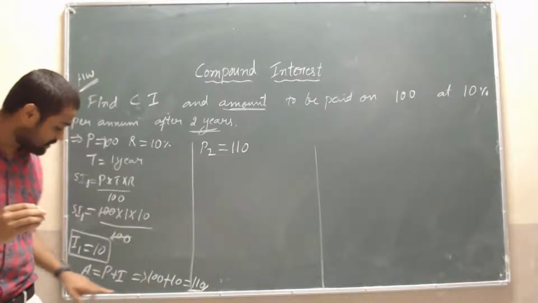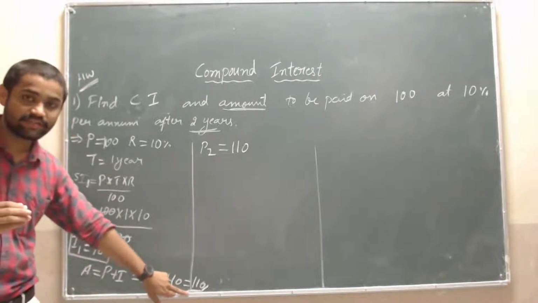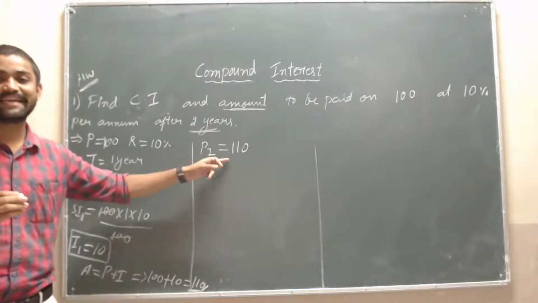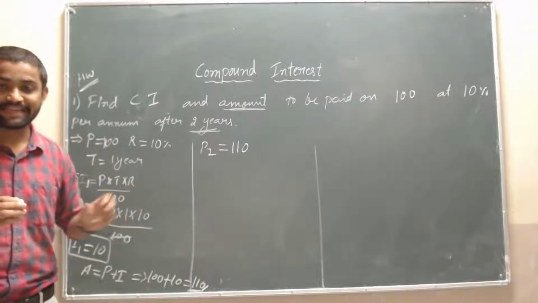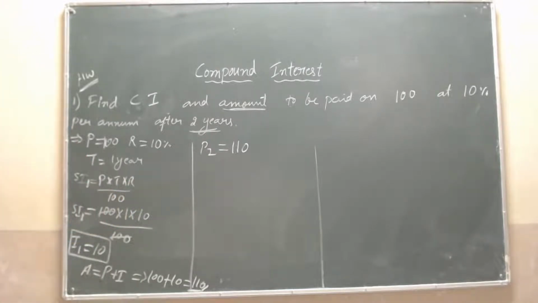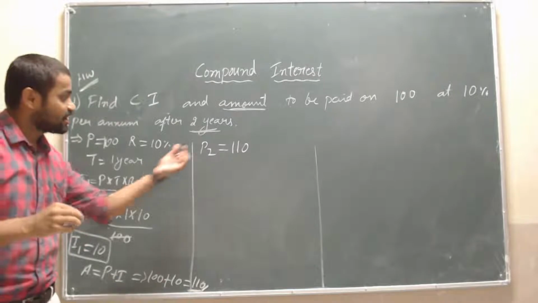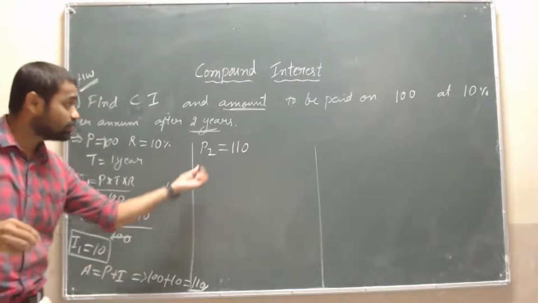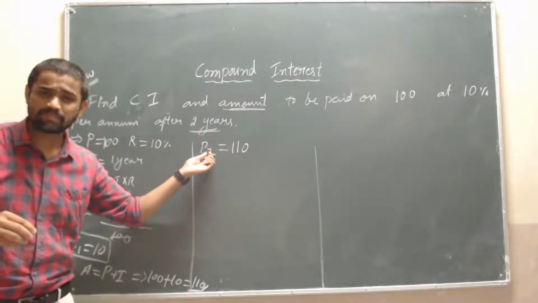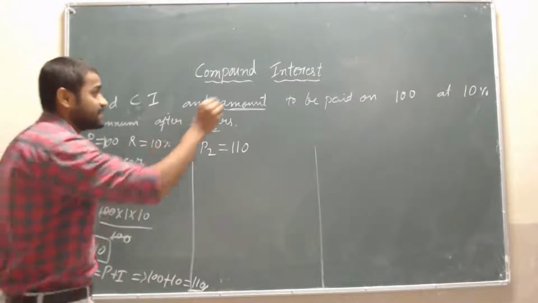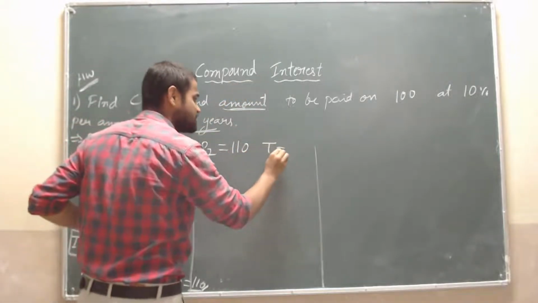Here the principal, sorry, this amount will become the second principal amount. Is it clear? Sir, okay sir. If you take this amount as P2, the principal amount as usual. Okay. Then time is for 1 year.